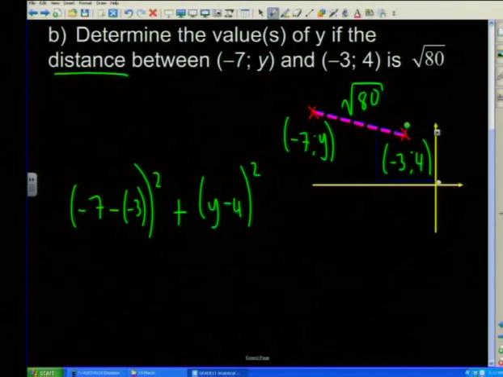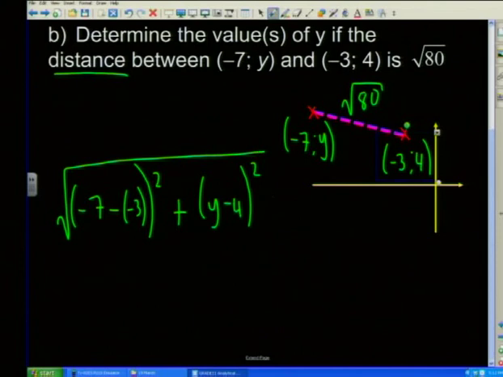But please remember now that I've got to square root this whole answer, because that's what the formula says to me. So I've done nothing fancy. I'm just putting into the formula and I'm going to unravel and see where my unknown is. And I know that the distance of this line segment is going to be the square root of 80.